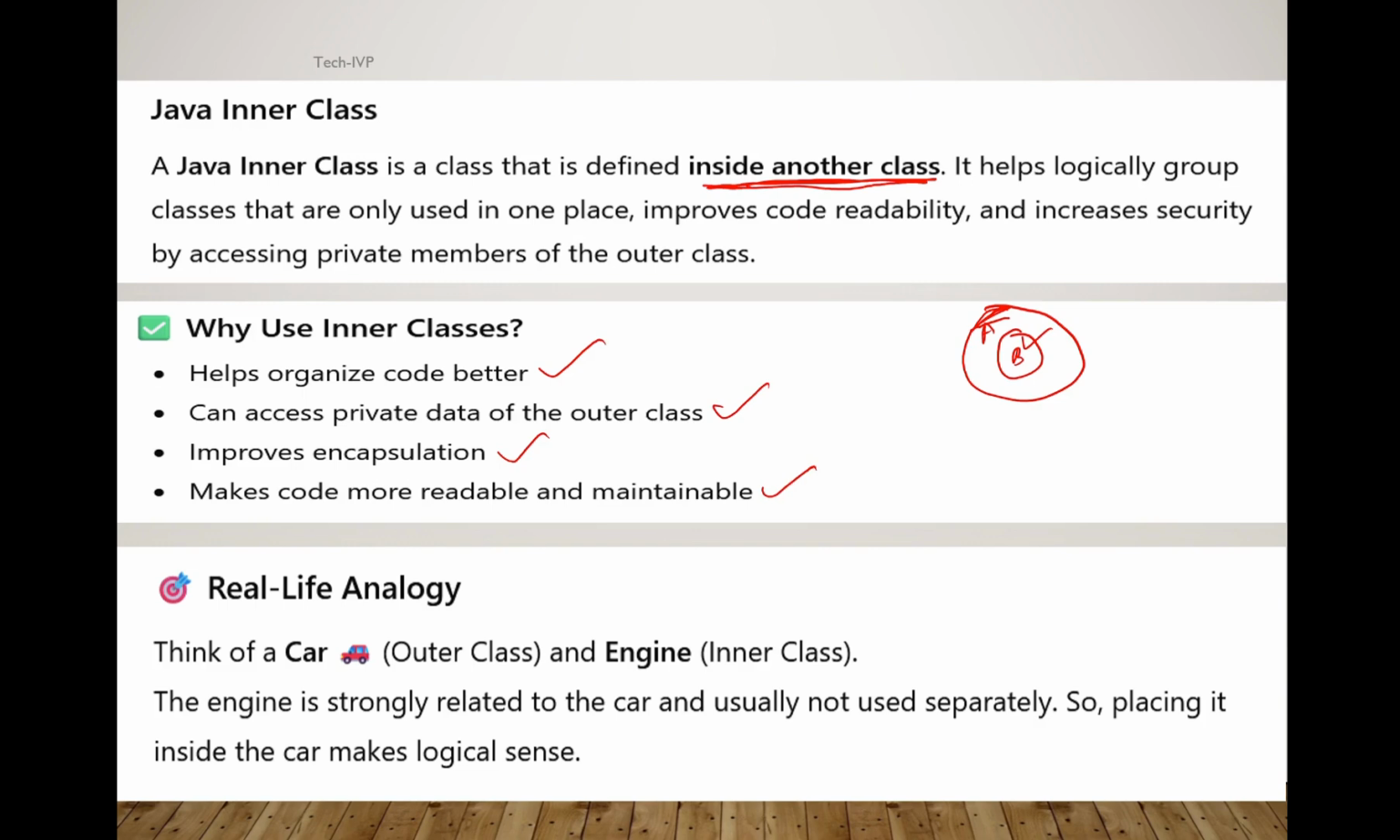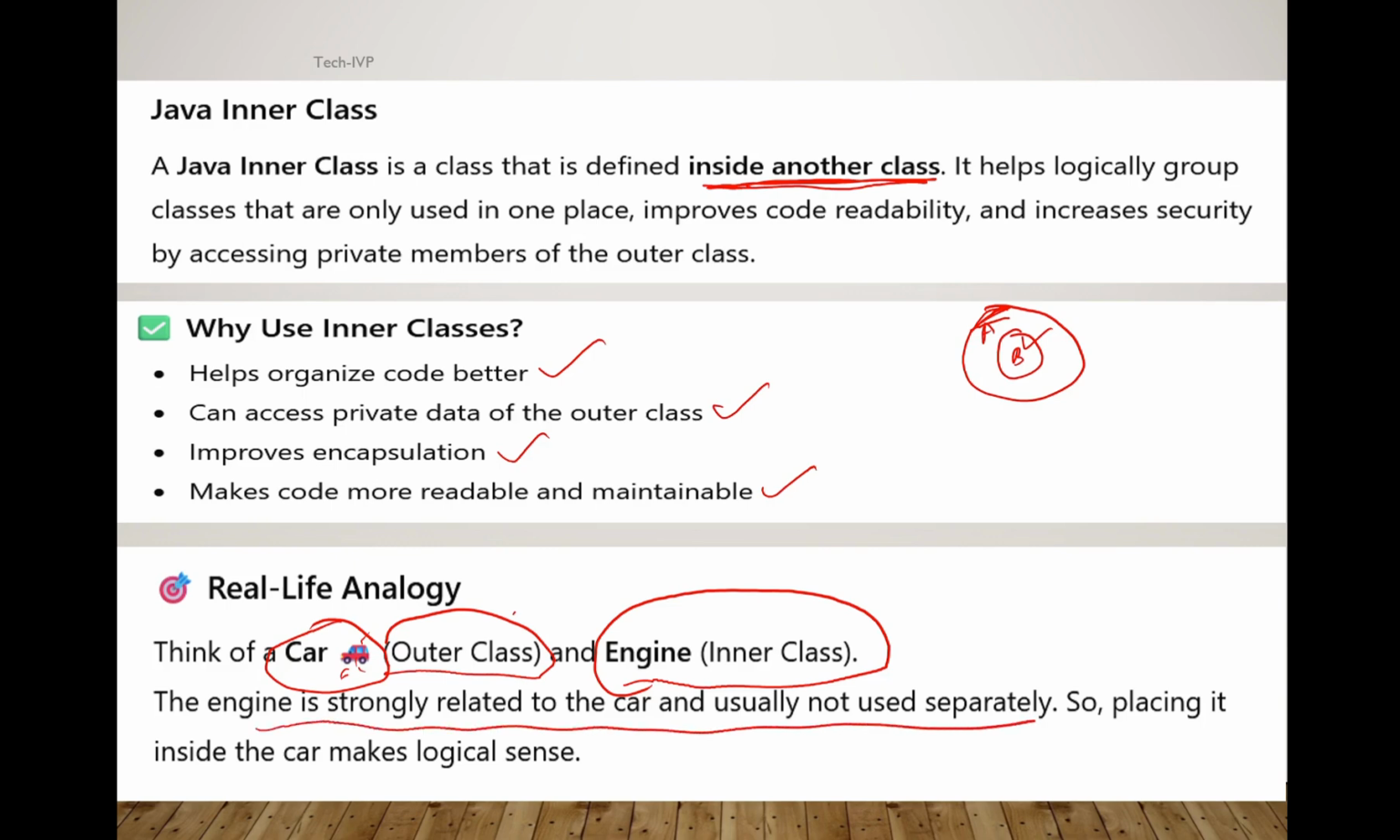And if we talk about a real-life analogy, think you have a car. The car is the outer class. The iron, the plastic and the tires are part of the outer class, but the engine is the inner class. The engine is strongly related to the car and usually not used separately. Engine is strongly connected with your car. If there is no engine, then your car is nothing. So placing it inside the car makes logical sense. So this one is a real-time example of an inner class.